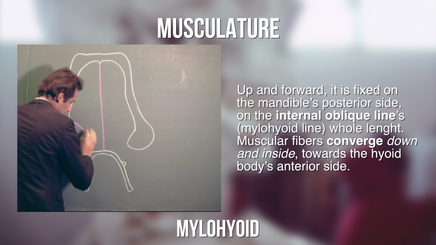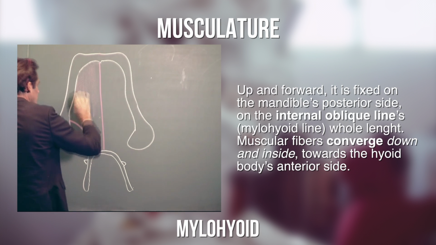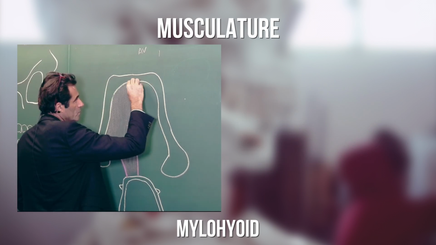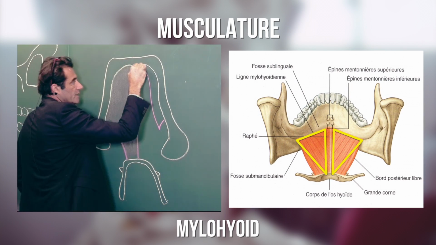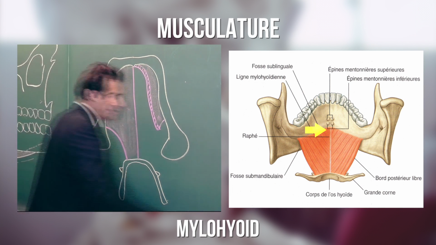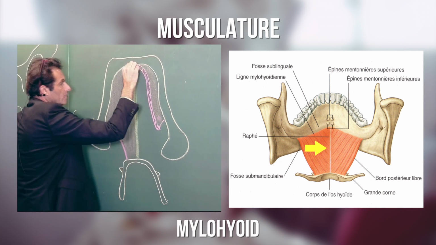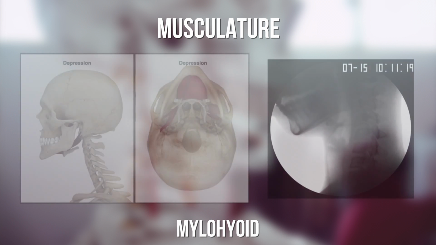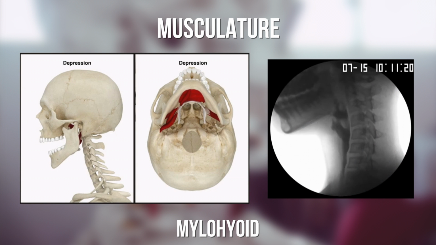Mylohyoid muscles, pure, thin, and symmetrical, form a muscular diaphragm shaped like a posterior base triangle. The aforesaid forms the oral floor's inferior limits. Both muscles are united on the median line by the median raphe. They contribute to supporting the floor, elevating and towing forwards the hyoid bone and the larynx during deglutition. They lower the mandible when the hyoid bone is fixed.